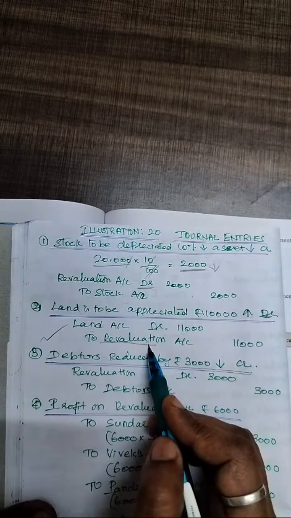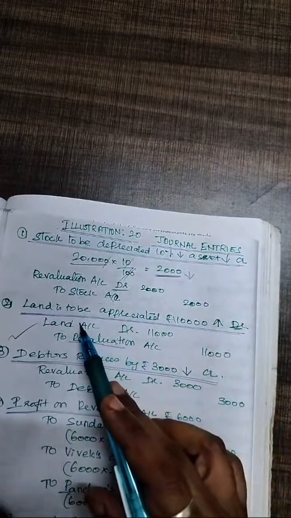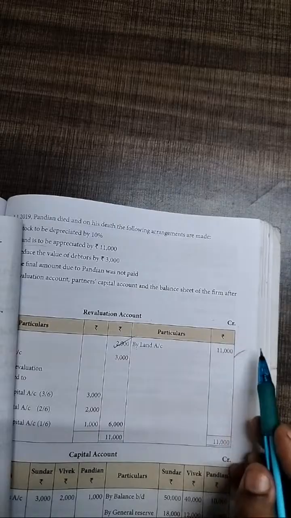It is on credit side. So what you do? You go to credit side of the revaluation account and enter the opposite account. What is the opposite account? Land account is the opposite account. So you go to credit side of the revaluation account and enter by land account 11,000 rupees.